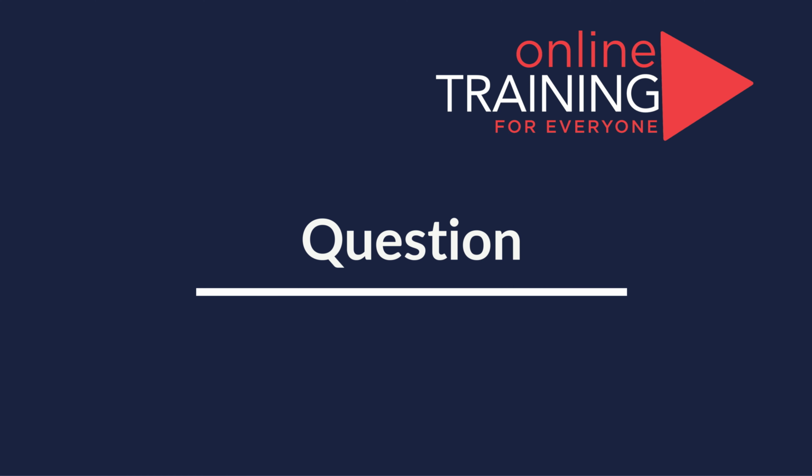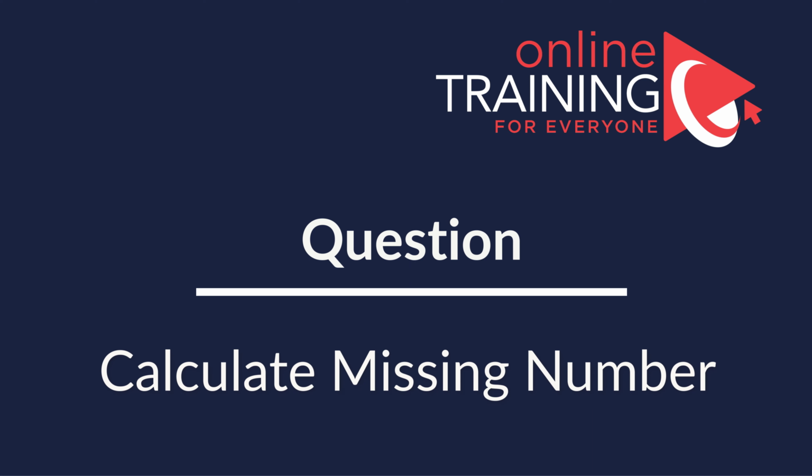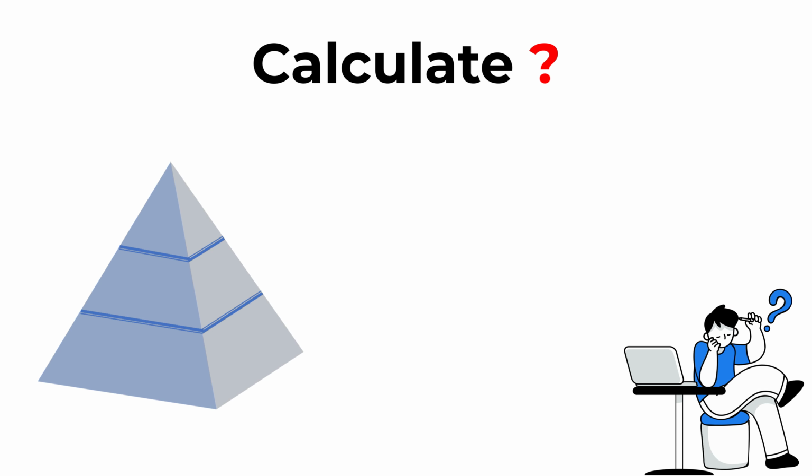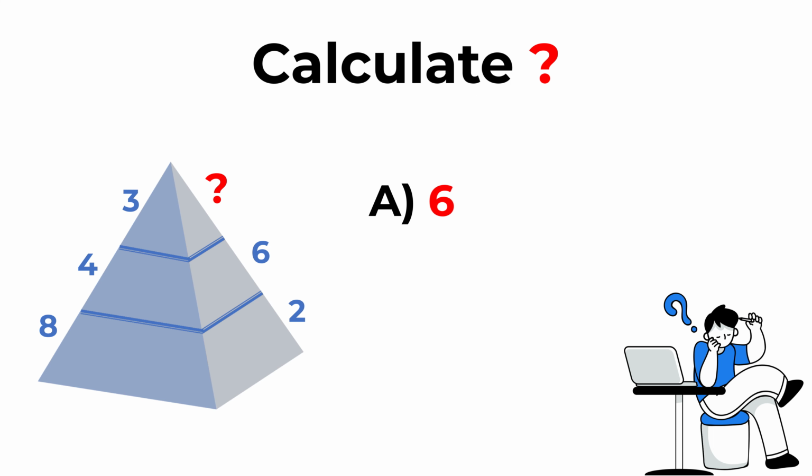Here's a cool question you frequently see on the test. You need to calculate the question mark, and you're presented with the 3-layer pyramid. On the bottom layer, you have numbers 8 and 2. On the middle layer, you have numbers 4 and 6. And in the top layer, you have number 3, and on the other side of the pyramid, you have a question mark. And this question mark can be one of those 4 values. Your choice A is 6, choice B is 10, choice C is 7, and choice D is 2.